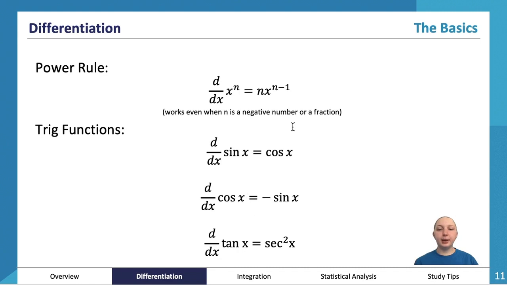Then looking at your basic trigonometric differentiations, the derivative of sine x is cos x, the derivative of cos x equals negative sine x, and the derivative of tan x equals sec squared x. That's really all there is to that. They do get a little bit more complicated when you start putting f of x in there, but we'll have a look at that later on.